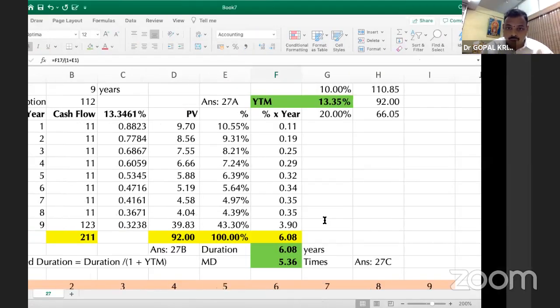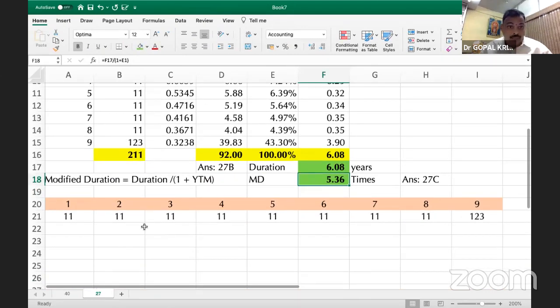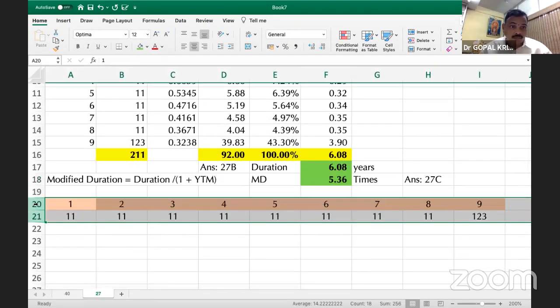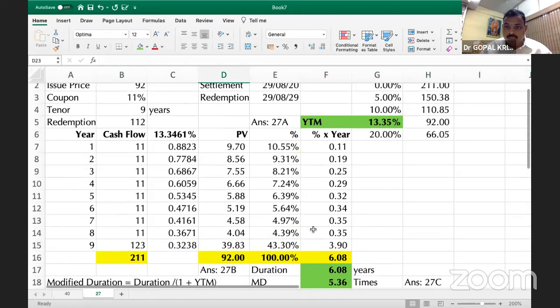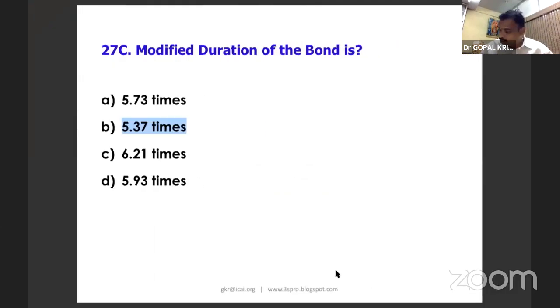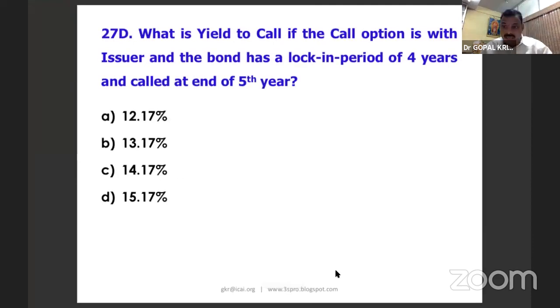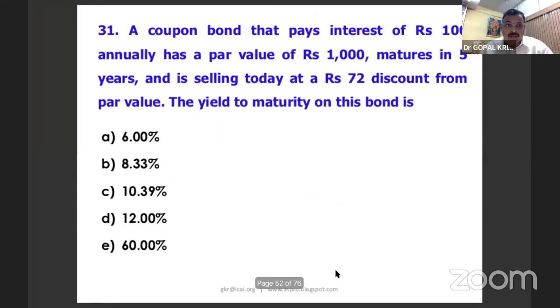Okay, good. So now what is meant by modified duration? As I told you, for every 1% change in your yield, there will be a 5.36% change in the value of your bond. Okay. So now I will do one question on this. I will come to 27D a little later, but let me do a question on modified duration.